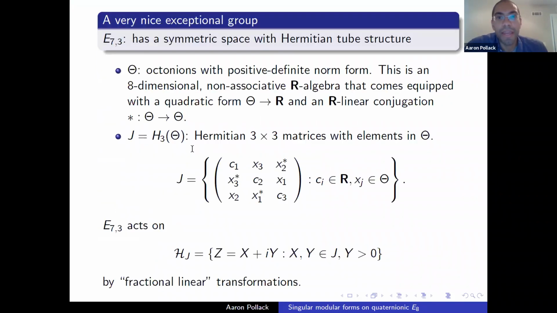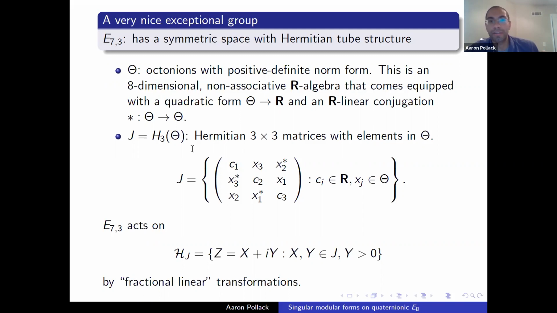The main result is a generalization, an analog to E8, of a result of Henry Kim on E7, so I want to begin by reviewing this result. There's a group E7-3, a real group of type E7 that has real rank 3. This form of E7 has a symmetric space with Hermitian tube structure. Henry Kim's result has to do with special holomorphic modular forms for this group E7-3, so I'm going to begin by reviewing this a little bit.